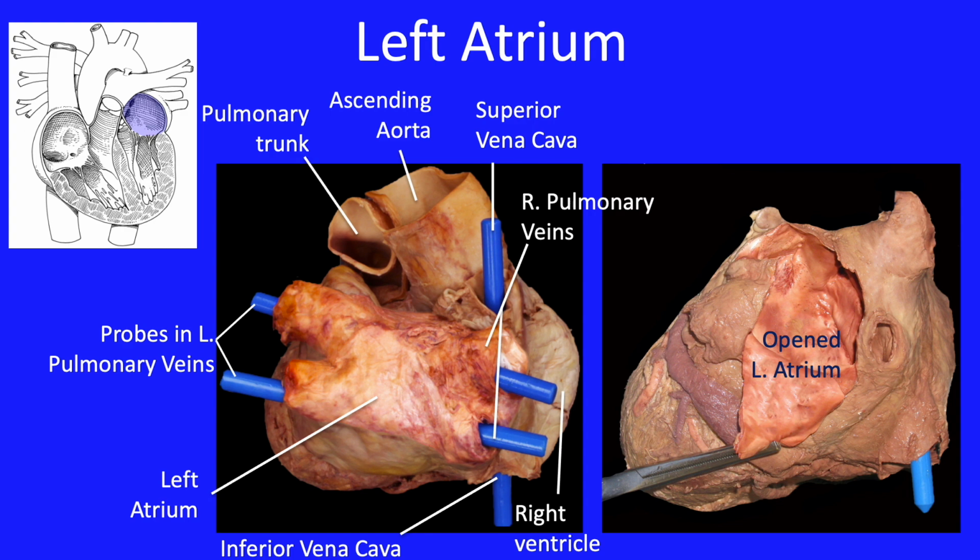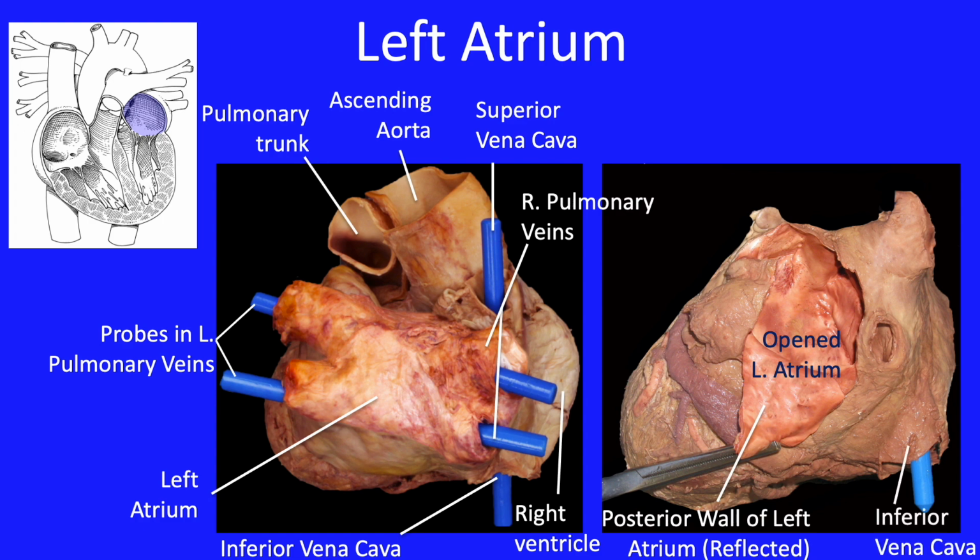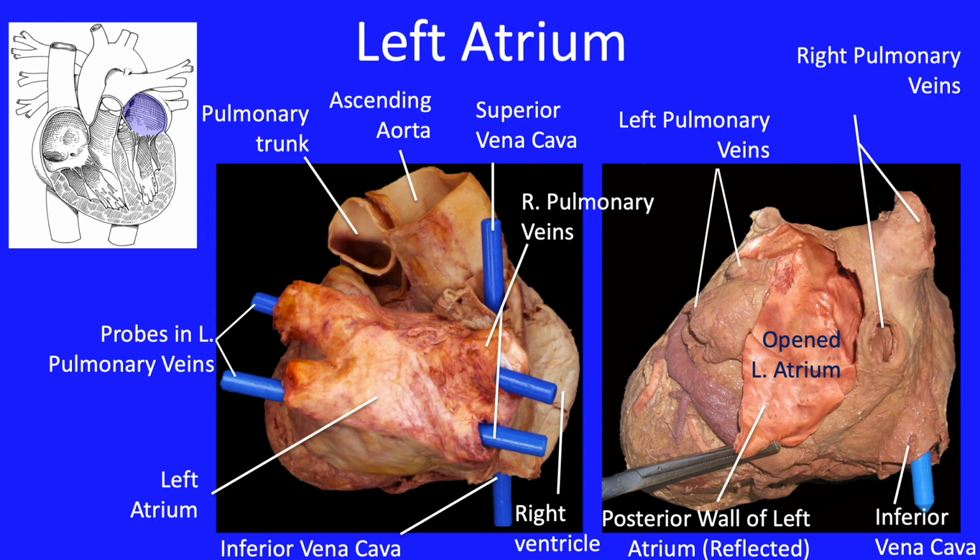Looking at the open left atrium, the right panel, the posterior wall is now reflected to expose the cavity of the chamber. Again, note the probe in the inferior vena cava and the right and left pulmonary veins. A depression in the interatrial wall represents the valve of the foramen ovale. In some cadavers, the valve can be separated from the interatrial wall. Although the cadaver is from an elderly donor, you must assume that the valve was functionally closed during life.